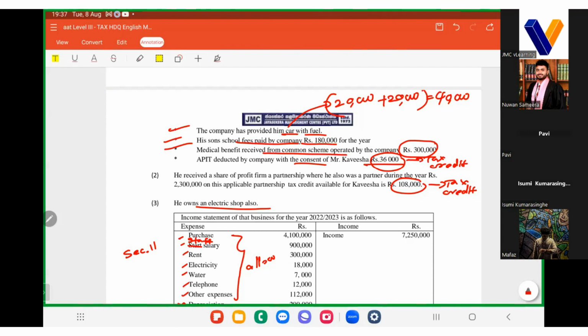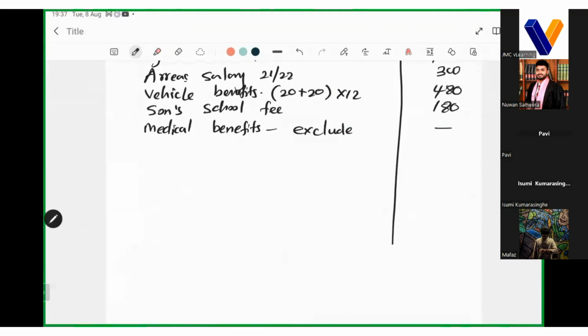So, the medical bill payment. Is there any concern, question or doubt about that area? I have a doubt, sir. Sir, is that a non-cash benefit or is it not a cash benefit? Here, in this case, a medical bill payment, right? Yes, that is a non-cash benefit.